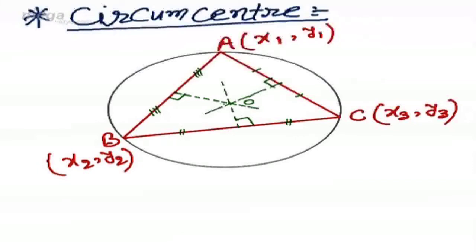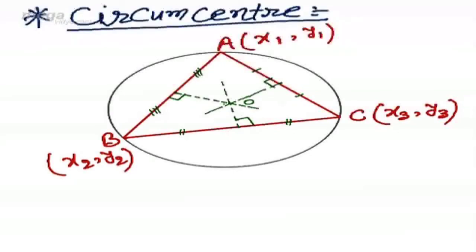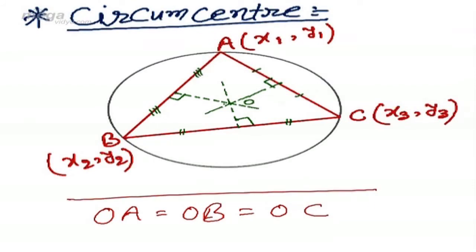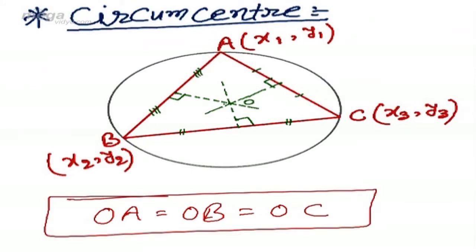Now you have to find out the coordinate of O. What will we do to get the coordinate? We will suppose the coordinate of O as x, y. Now from O to A, we will find the distance by using the distance formula. We'll find the distance from O to B, and from O to C, by using the distance formula, and we will equate all of these three distances, that is OA equals OB equals OC. By using this equation, we will find out the value of x, y.